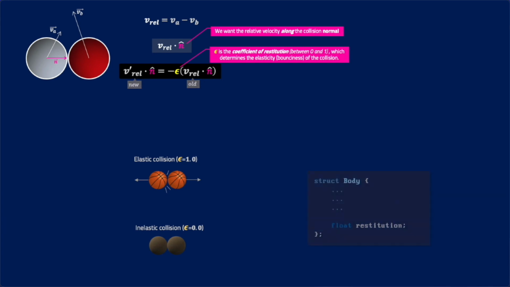I will claim that in our body class, we're going to have a coefficient of restitution for that body. So each body will have a different coefficient of restitution between 0 and 1, and if it is 1.0, that collision is going to be totally elastic. And if it is 0.0, that collision is going to be completely inelastic, so we're not going to bounce. These objects are going to stay together.